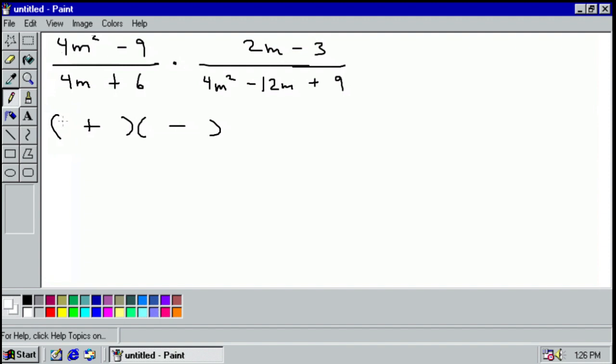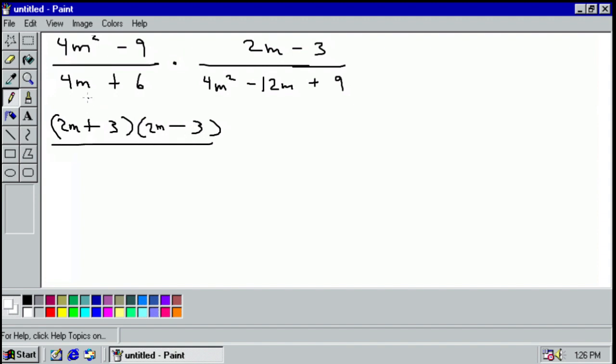The square root of 4m squared: the square root of 4 is 2. Then we're gonna have 2 divided by 2, since we have the square root here, we're gonna divide the exponent. So 2 divided by 2 is 1. So we're gonna have 2m on this part. And the square root of 9 is simply 3. So we're just gonna have 3 there.